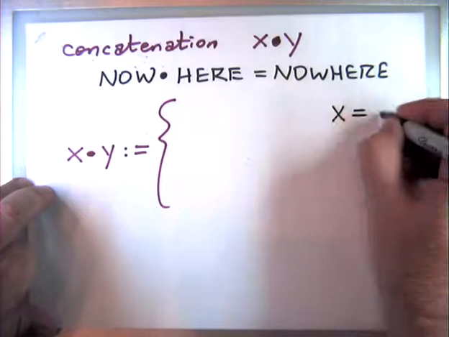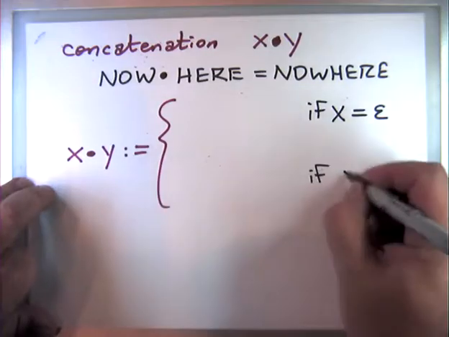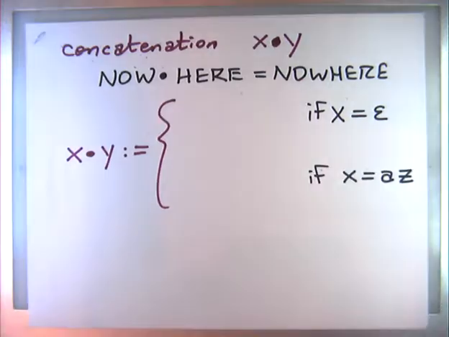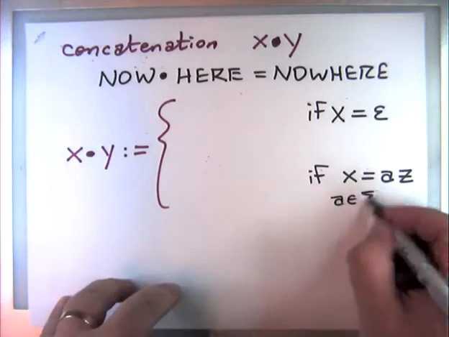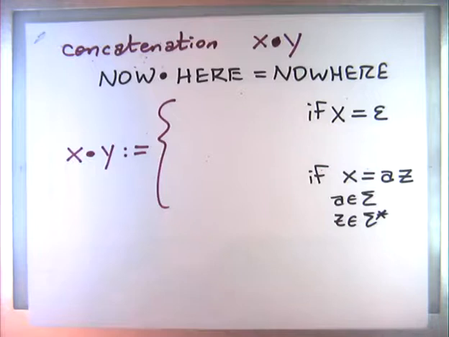Okay, either x is empty, or x is some character A followed by some other string. A is a symbol, Z is another string. Good. So what is the definition of x concat y when x is empty? What do you get when you add nothing onto a string? The same string.